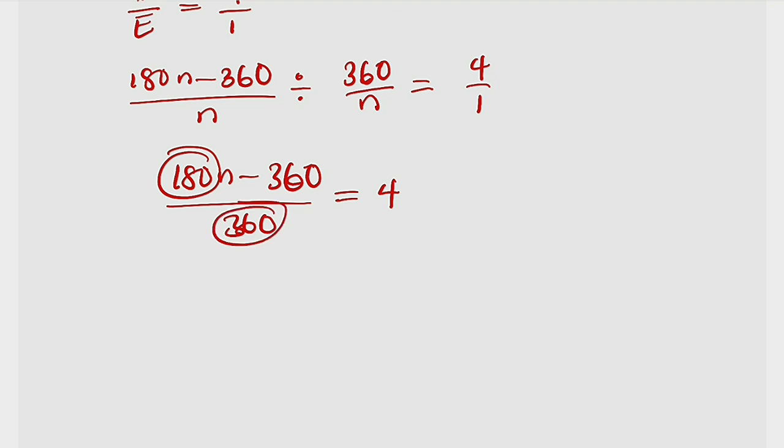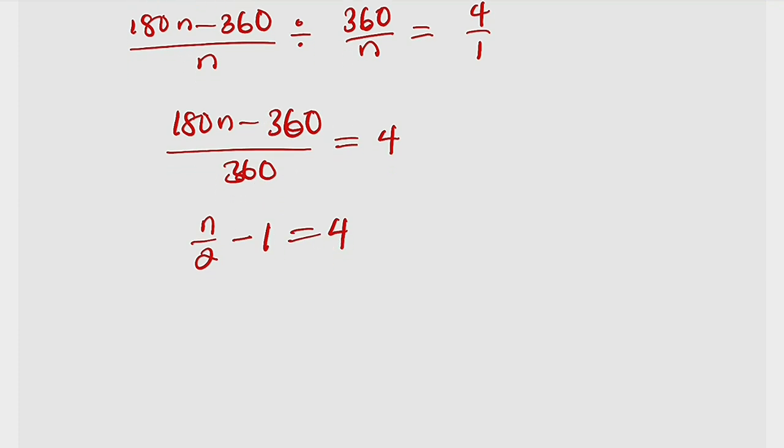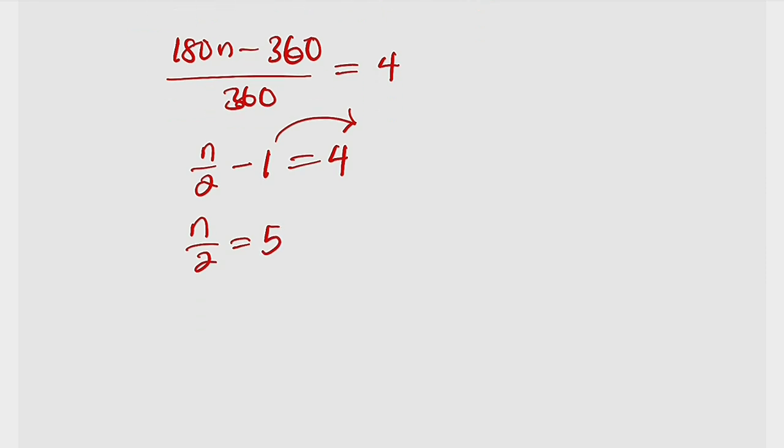180 divided by 360 is 1 divided by 2, because 180 can divide itself exactly 1 time, so we have just n, and it can divide 360 exactly 2 times, minus 360 divided by 360 is equal to 1, and this is equal to 4. If you take this 1 to the other side, it becomes positive, so you have n divided by 2 to be equal to 4 plus 1, which is 5. Then multiply both sides by 2, n will be equal to 10.